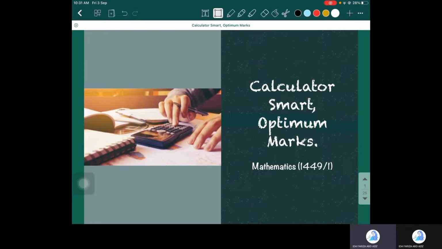So we meet again in a session that I call Calculator Smart Optimum Marks for Mathematics 1449 Paper 1 SPM 2021. Today we are going to share some smart calculator tips for you to answer your Paper 1 questions as fast as you could. Kita bukan saja nak betul, jawapan kena mengira, kena cepat dengan jawapan yang tepat.